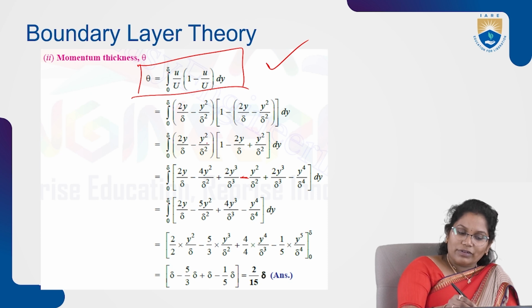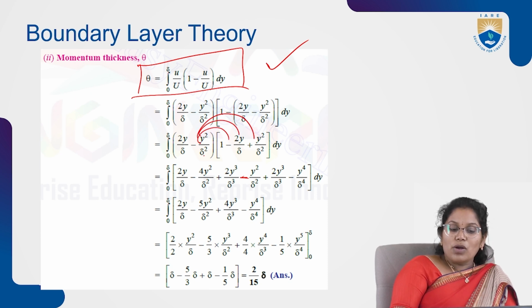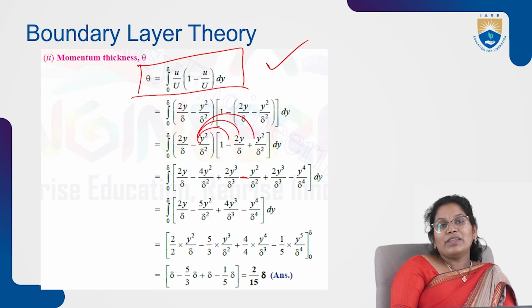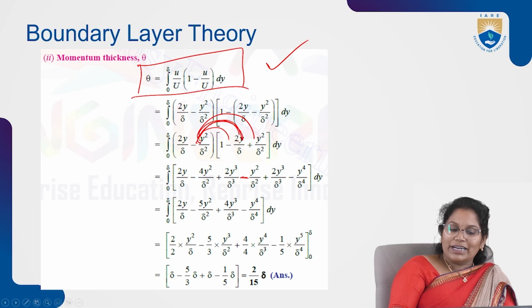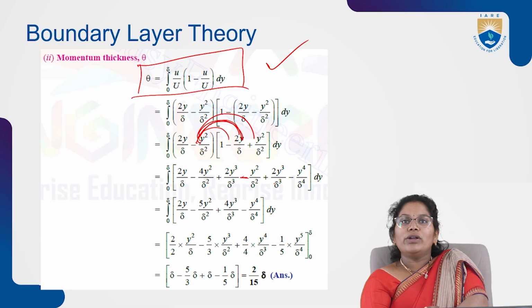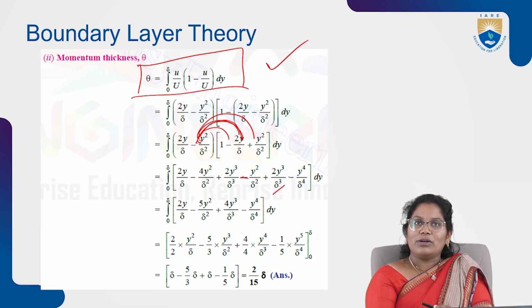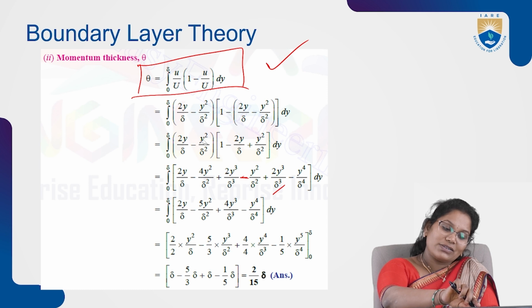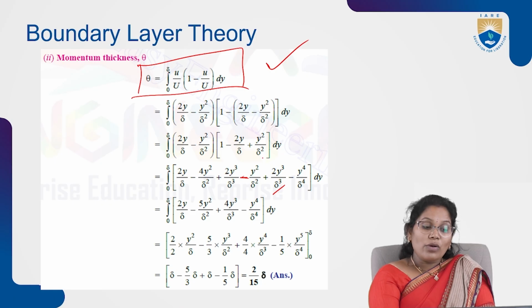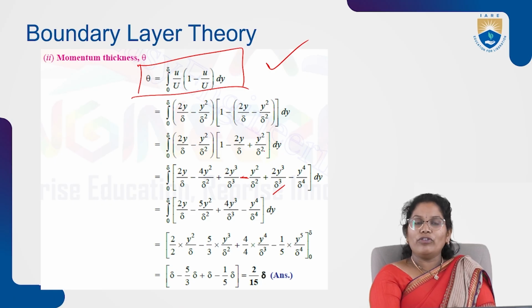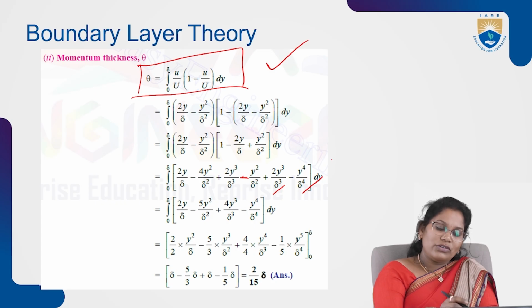Now this one: minus into plus is minus. So y square by delta square into 1 is y square by delta square itself. Now the second term: y square by delta square into 2y by delta becomes 2 into y cube by delta cube. Now again y square by delta square multiplied by y square by delta square becomes y to the power of 4 by delta to the power of 4 into dy. This is the last term, so 6 terms.